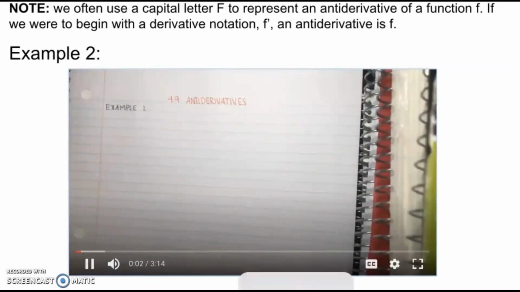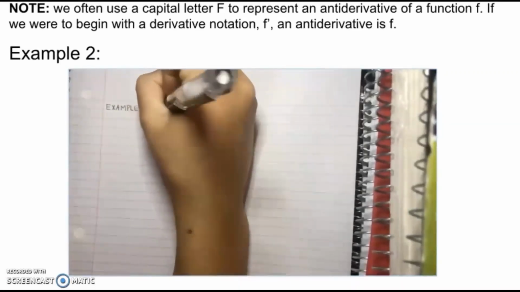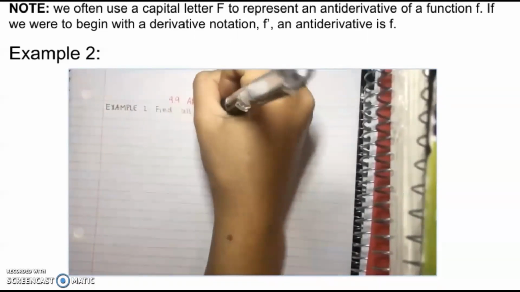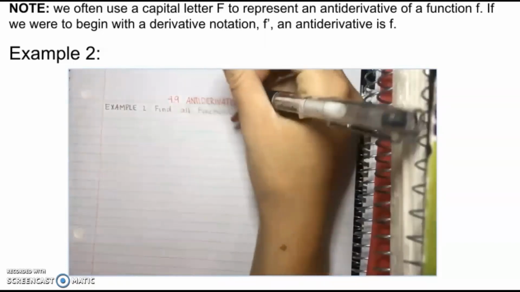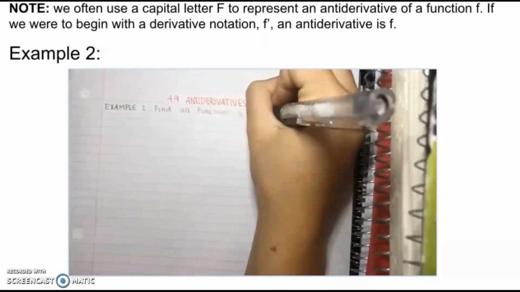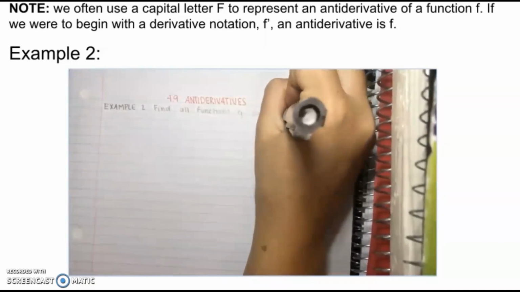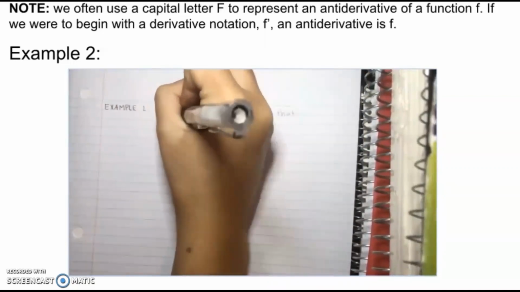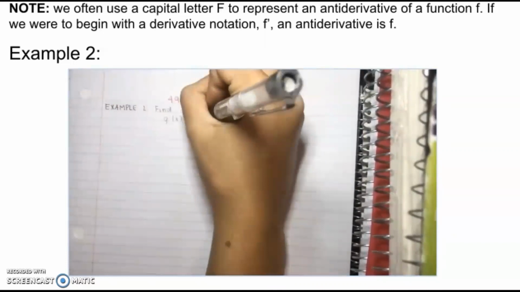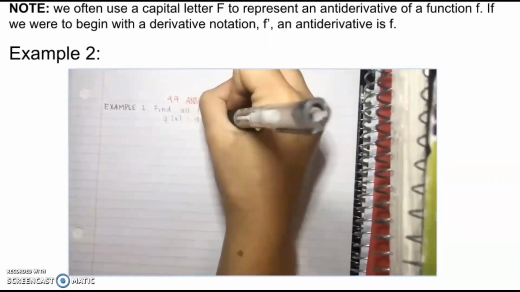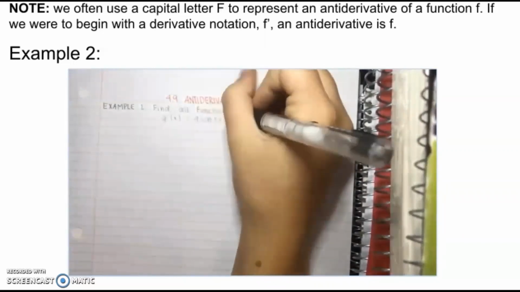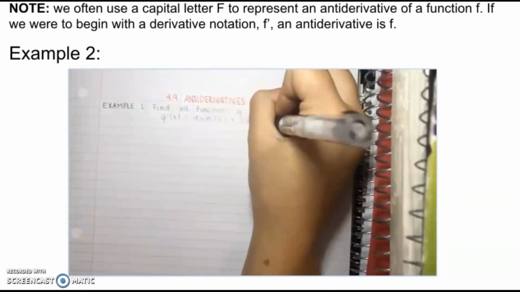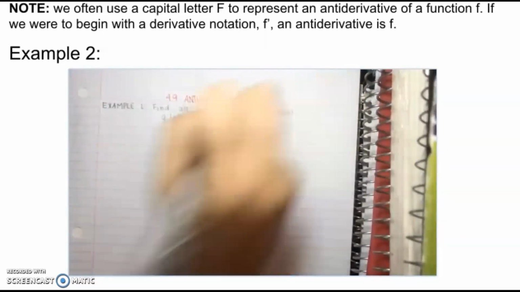Now, for example 2, we are going to find all functions g such that g prime of x equals 4 sine of x plus 2x to the 5th minus square root x, all over x.